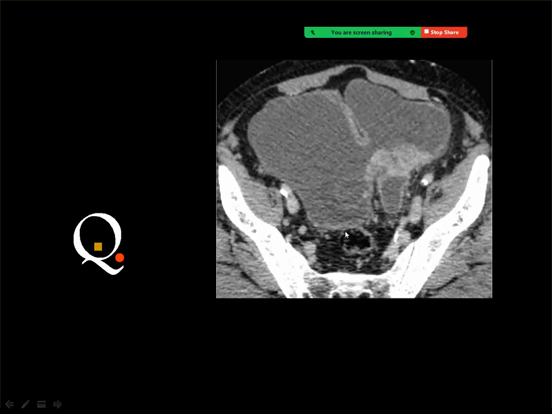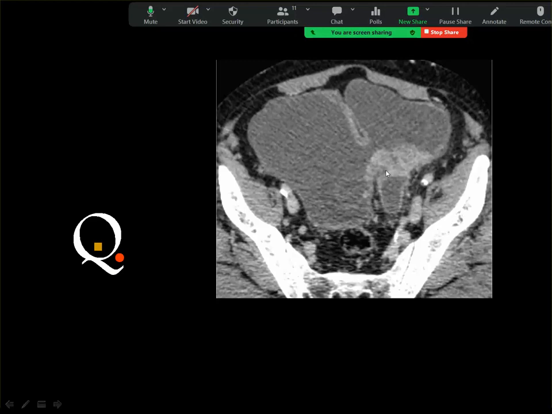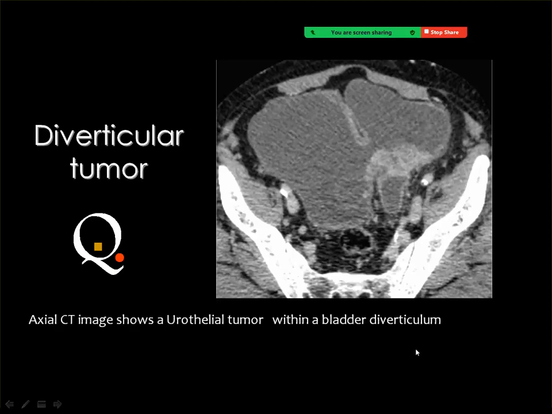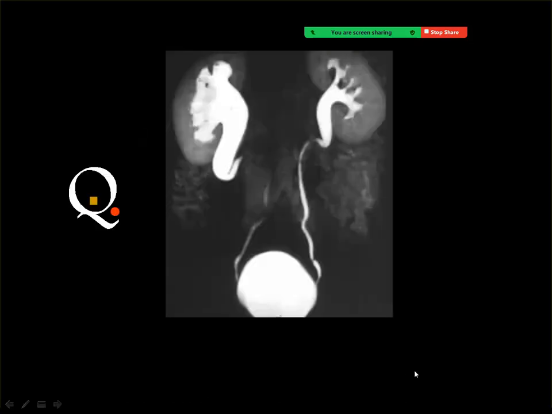This is the urinary bladder, and this is the big vesical diverticulum that is connected to the bladder via a broad neck. And in the diverticulum, you can see an enhancing soft tissue mass, which is diagnostic of urothelial carcinoma that has occurred in a urinary bladder diverticulum, which is a common finding in clinical practice.